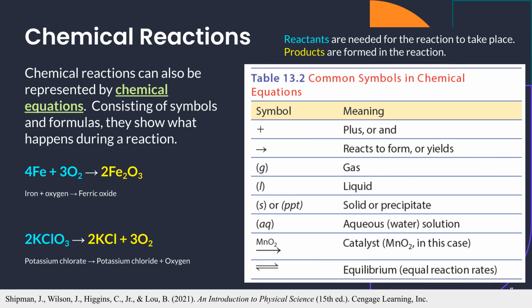The plus sign means and, while the arrow means reacts to form. Symbols like S, L, G, and AQ show the physical state of each substance. These equations clearly identify the reactants and products and make reactions easier to analyze and compare.